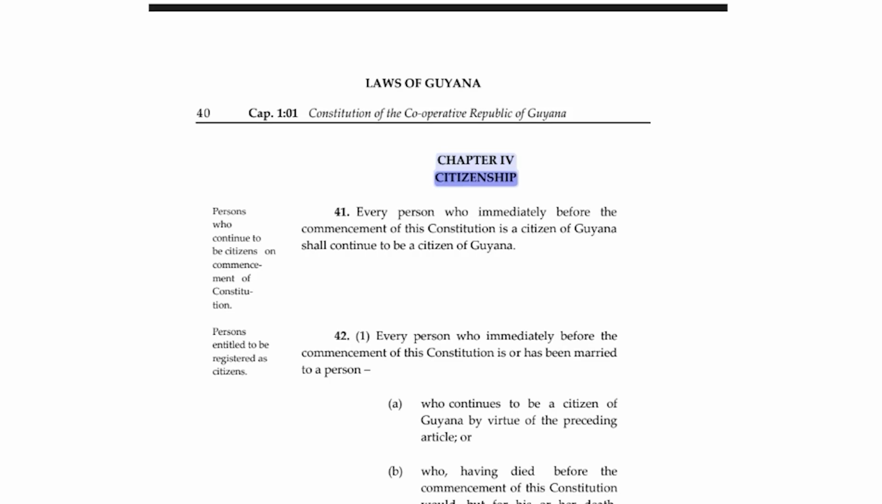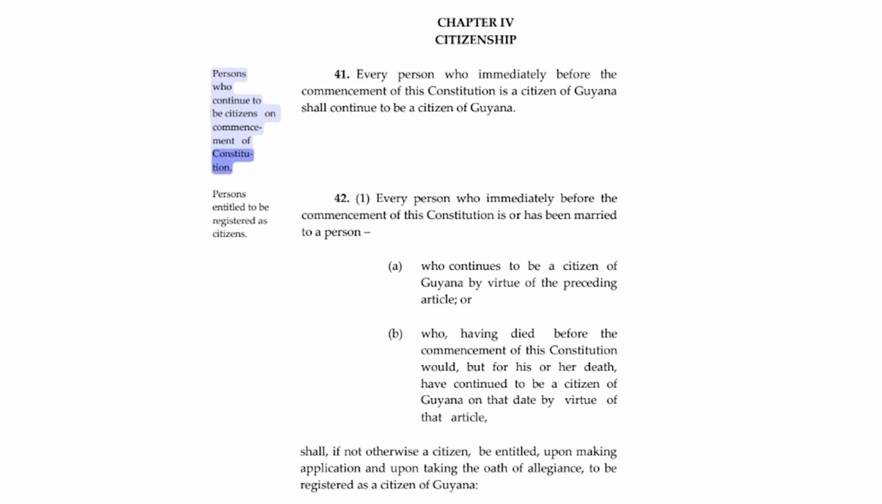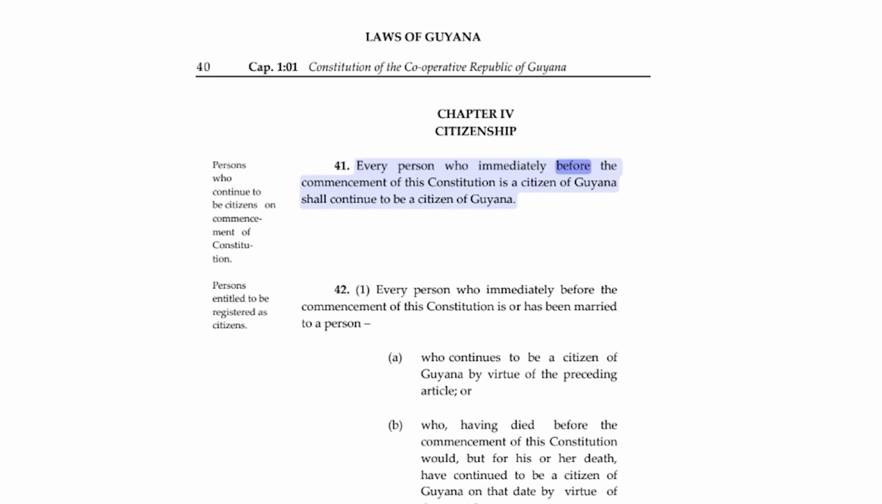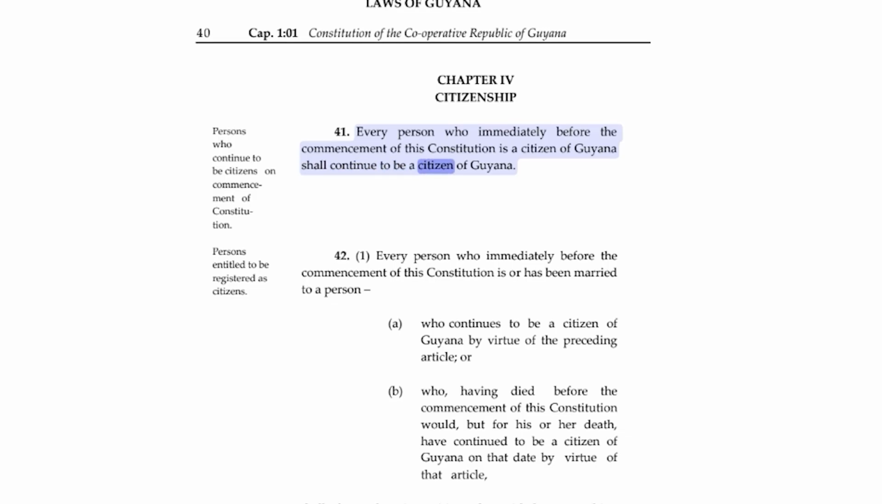Chapter 4. Citizenship. Persons who continue to be citizens on commencement of Constitution. 41. Every person who immediately before the commencement of this Constitution is a citizen of Guyana shall continue to be a citizen of Guyana.